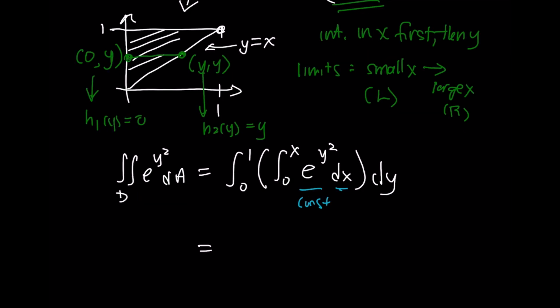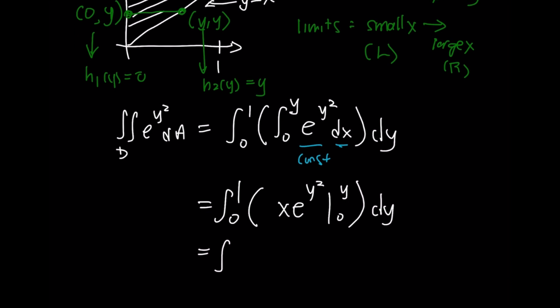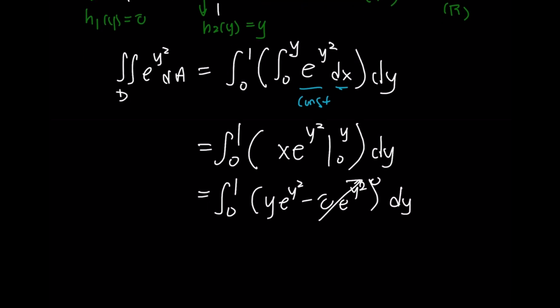So when it comes time to integrate this, we'll have an outer integral that we don't touch. This is going to be x e to the y squared evaluated from 0 to x. My apologies, this should be a 0 to y. So this should be a 0 to y. What we'll get is the integral from 0 to 1 of y e to the y squared, subtract 0 e to the y squared. That goes to 0.